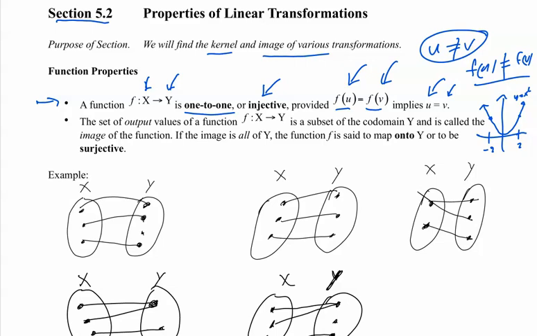The set of output values of the function is a subset of the codomain. So you can see that they are part of the codomain. That set of outputs is called the image of the function. This is your y, that's your codomain, and this is your image. We call it the range too. If the image is all of y, the function is said to be onto, or surjective.